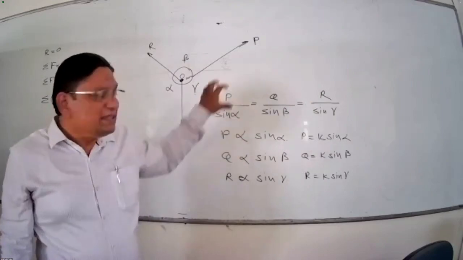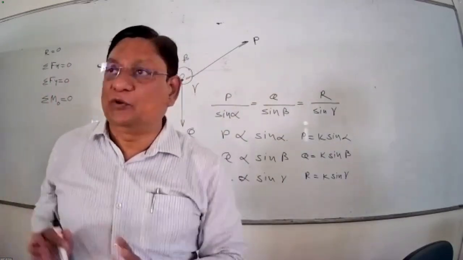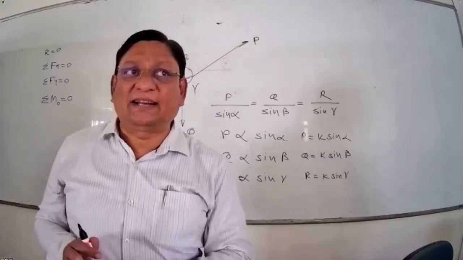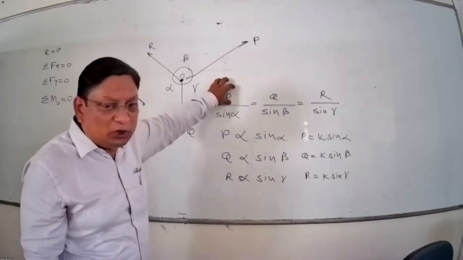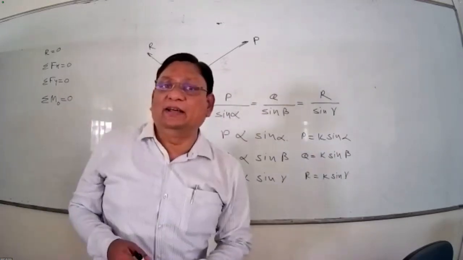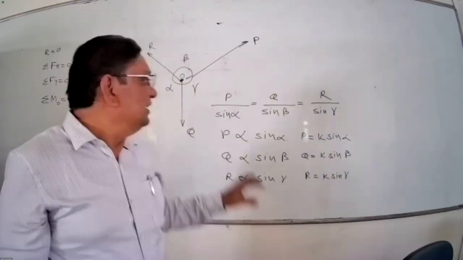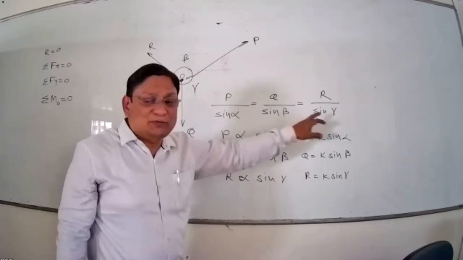This relation, Lami's theorem, is applied only for three coplanar concurrent forces. If three forces are there, directly you can apply this equation. If all the angles are known to you and one of the forces is known to you, you can identify the other two forces. So easily two forces can be identified by Lami's theorem. At that time, one force and three angles must be known to you.